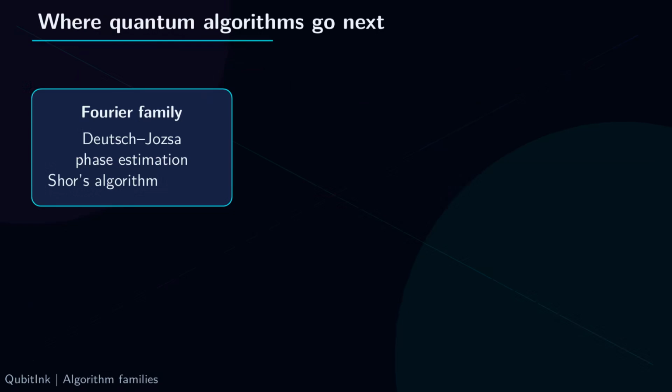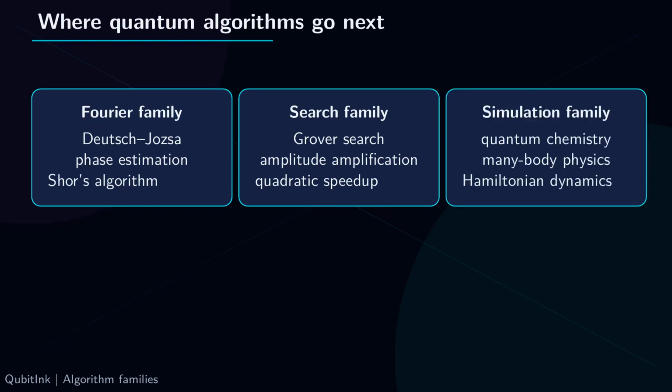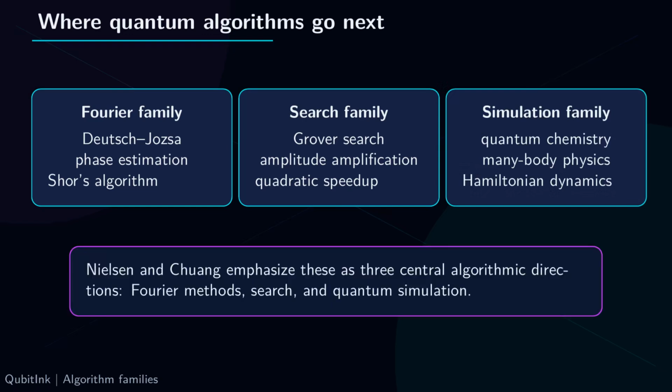After Deutsch and Deutsch-Jozsa, the algorithmic landscape expands into 3 main directions. The first is the Fourier family, which includes Deutsch-Jozsa, phase estimation, and Shor's algorithm. These algorithms use structure and periodicity. The second is the search family, centered around Grover search and amplitude amplification. These algorithms provide a quadratic speedup for unstructured search. The third is quantum simulation, where quantum computers are used to model quantum systems such as molecules, materials, and many-body dynamics. These families are central because they represent different ways quantum mechanics can help computation.